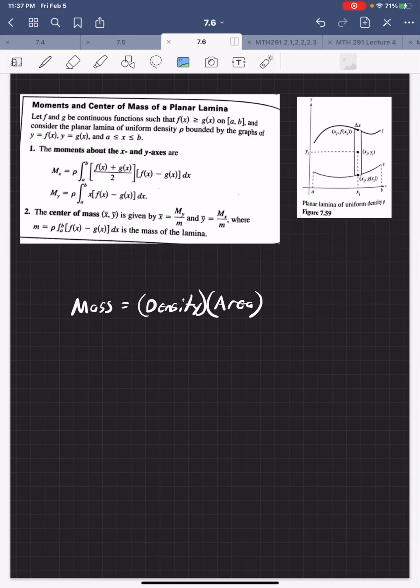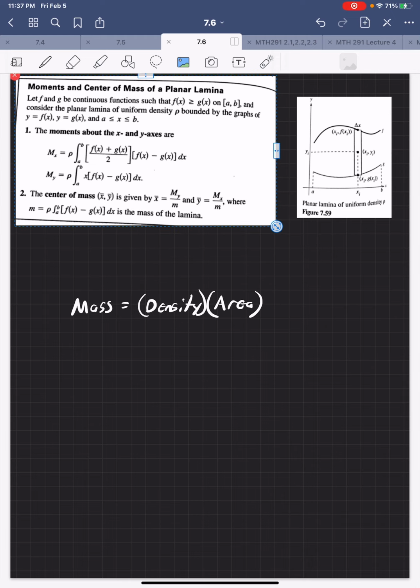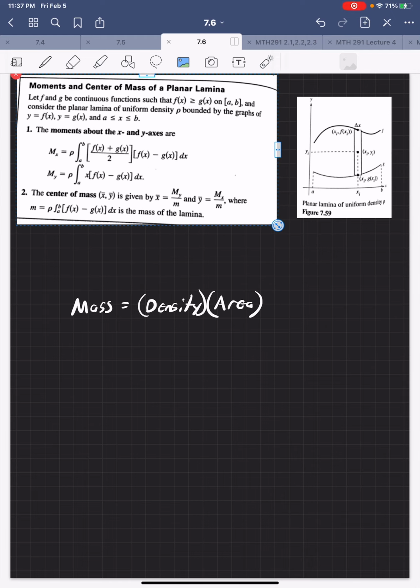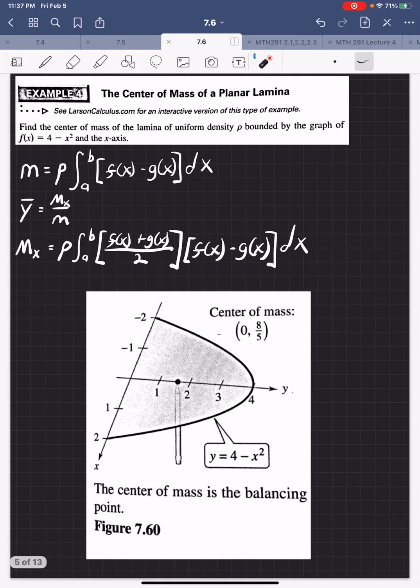Okay, so we are still in Chapter 7, Section 6. We are still discussing centers of mass and moments. Only now we're going to try to find the center of mass of some more interesting looking shapes, right? So this is going to be our first example.